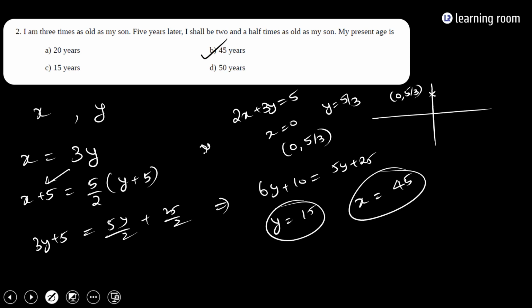Suppose I put x is equal to 0. What will I get y? Oh, sorry. If I put y is equal to 0, what will I get x as?